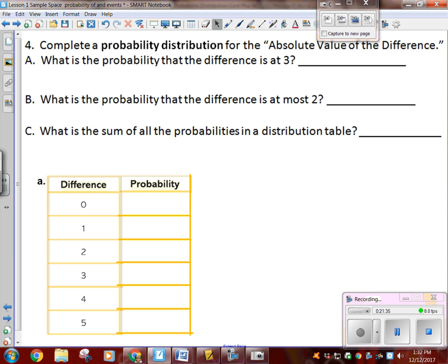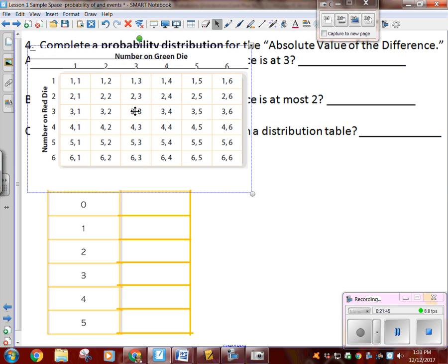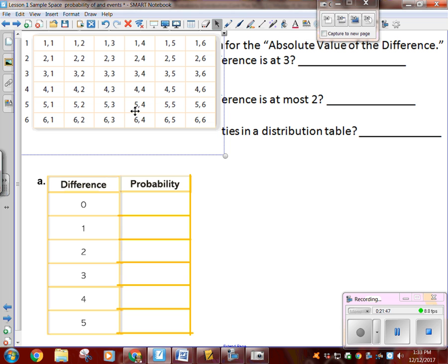Okay, this time we're going to do the difference, and it's the absolute value of the difference. Does everybody know what I mean by absolute value? We're going to mentally subtract the 2, and then we're going to do the absolute value of the difference. So if I say 1 subtract 1, what is the difference? 0. Everybody got it? The difference is 0.